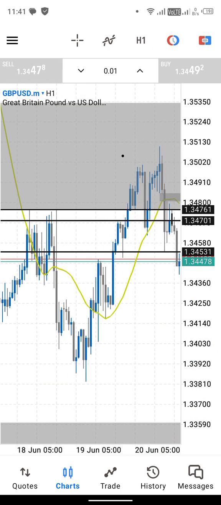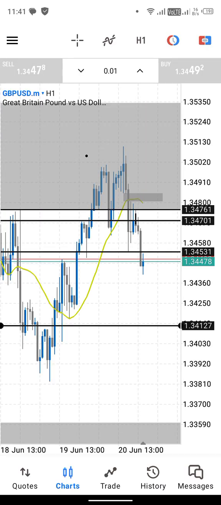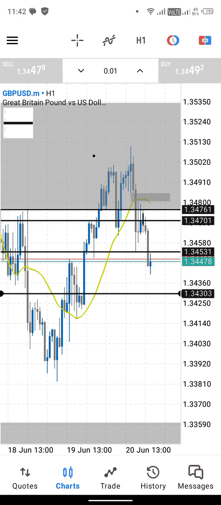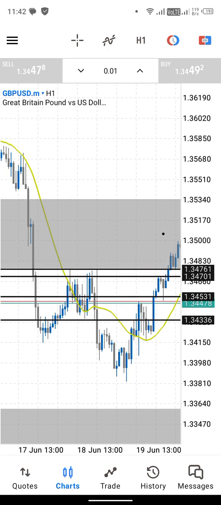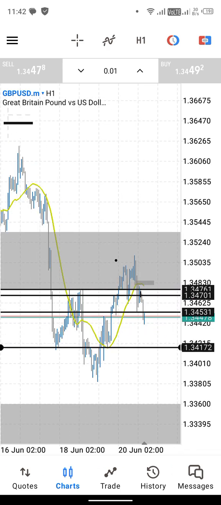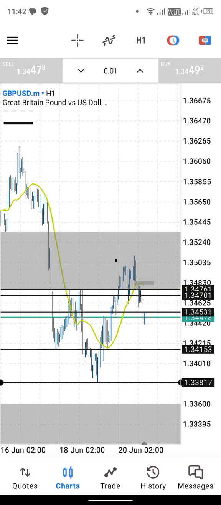Let's say the other TP would have been around this point here, let's say around this point. That's our second take profit. Or here, that's our second take profit, and then our third take profit will have been this low.